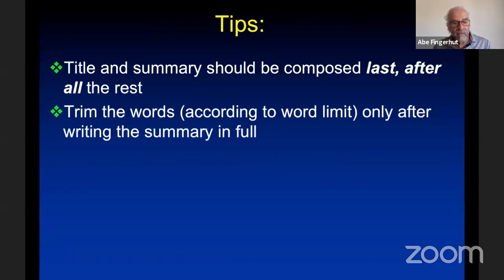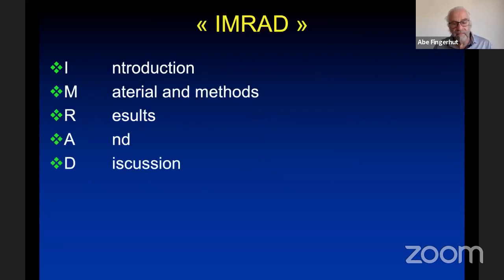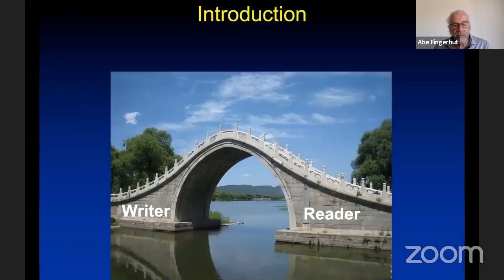Once again, title and summary at the very end. Don't waste time writing your abstract. Write your paper. The abstract will come by itself at the end. Okay? Now let's look at what we call the IMRAD. The IMRAD is composed of an introduction, material methods, results, and discussion, to which we add keywords, references, and figures. We'll look at that.